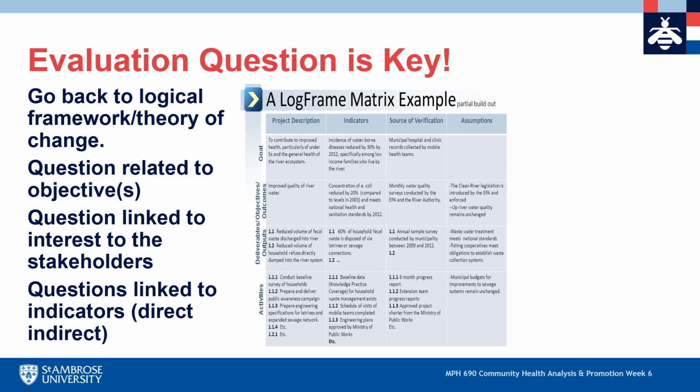When you're coming in to do an evaluation, you really do want to go back to the logical framework or the theory of change. If there isn't one, you need to tease it out with the different stakeholders and what the objectives are. What were the stakeholders wanting to show? What was this intervention supposed to do? And then you should try to link your evaluation questions directly to the indicators as much as possible.